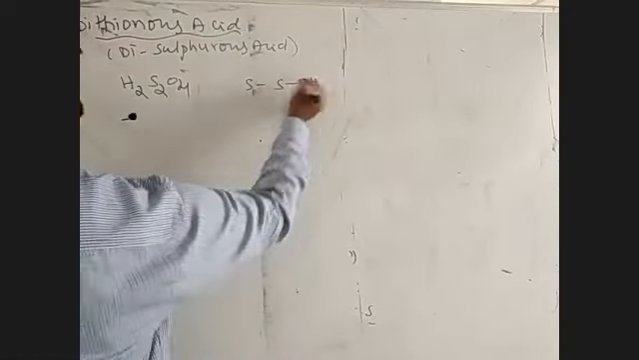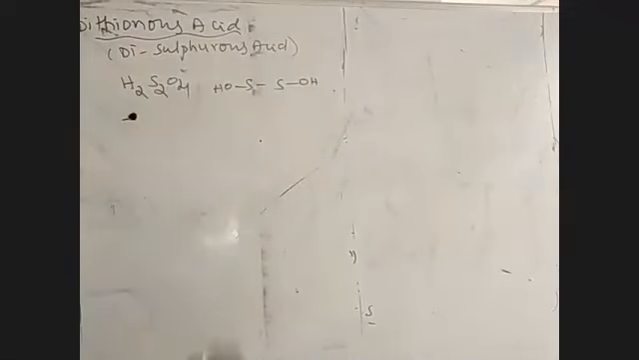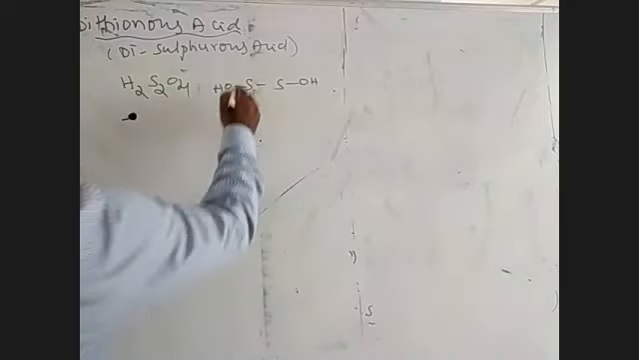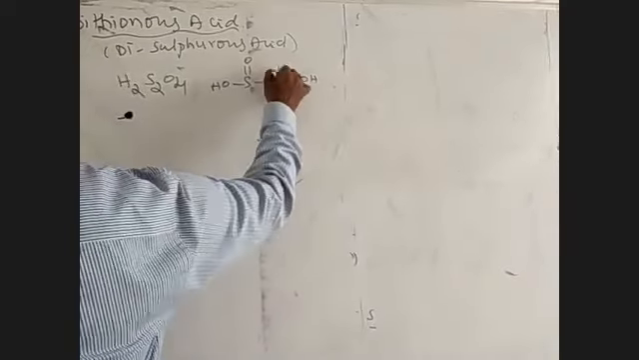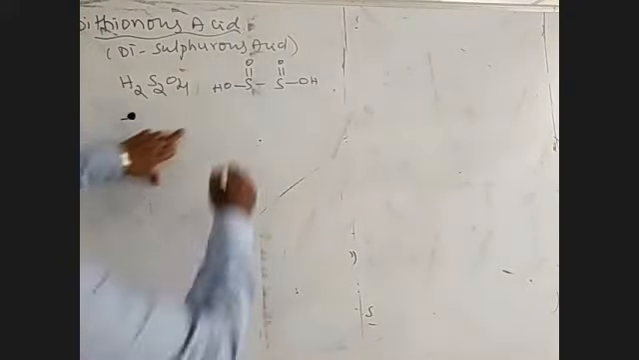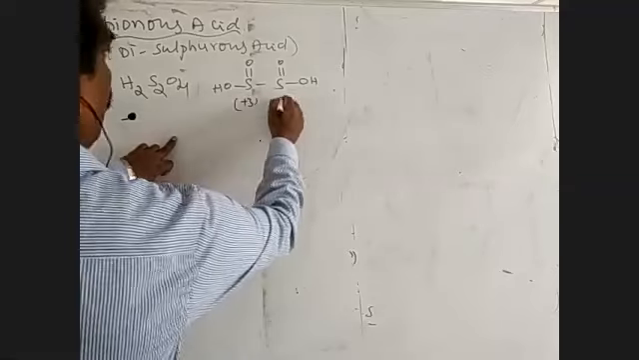Basicity of this acid is 2, meaning it has 2 OH groups. And S double bond O and double bond O. Here, the oxidation state of the sulfur is equal to +3. The oxidation state of the other sulfur is also +3.